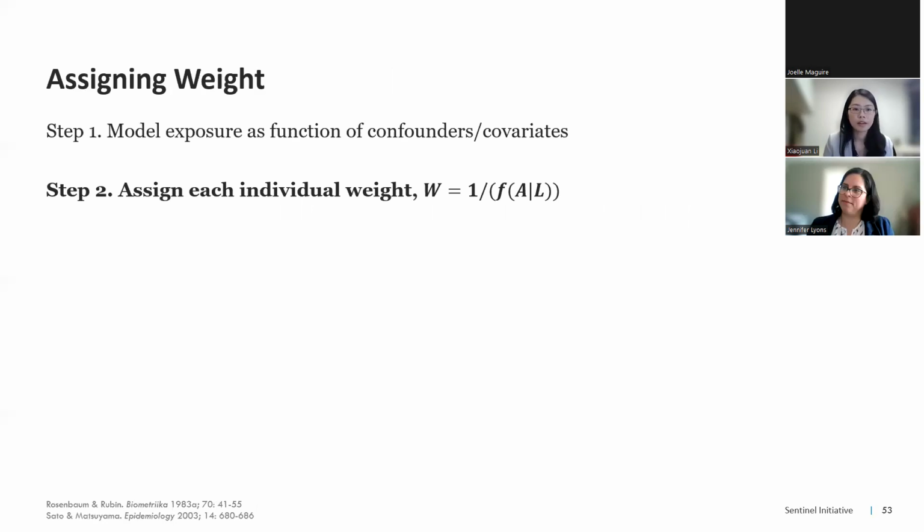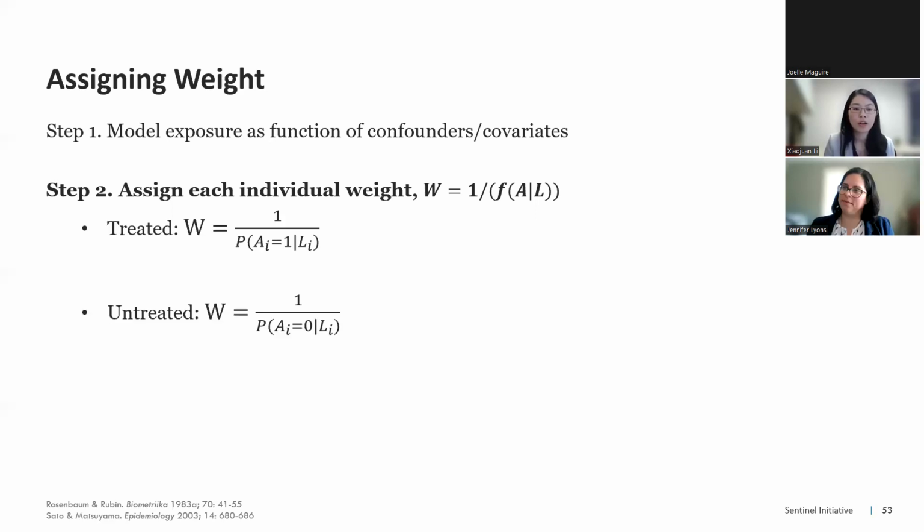After getting the predicted probability of the exposure for each individual in the study sample, now we'll assign each one a weight that is 1 over the predicted probability of receiving the observed treatment they received.